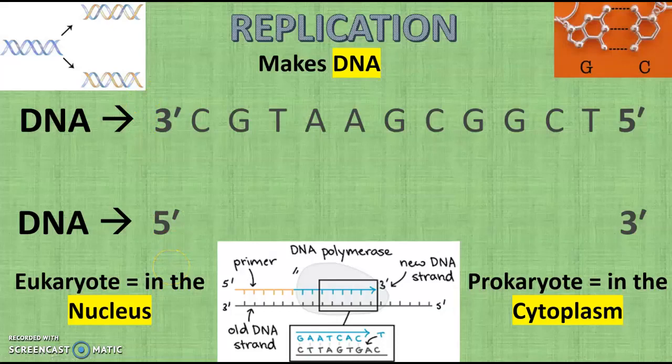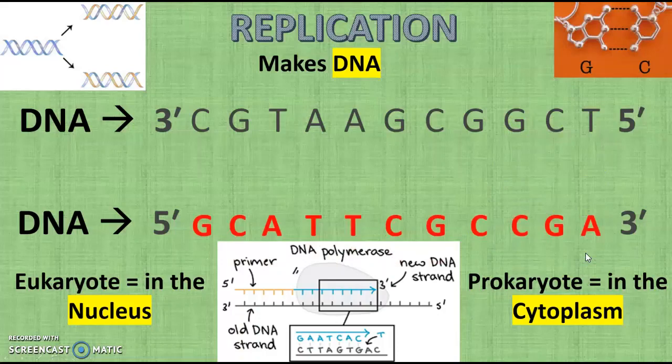So let's replicate this one. All I have to remember is, all turkeys can gobble. So C will go with G. G will go with C. T will pair with A. A will pair with T. A will pair with T. G with C. C with G. G with C. G with C. C with G, and T with A.